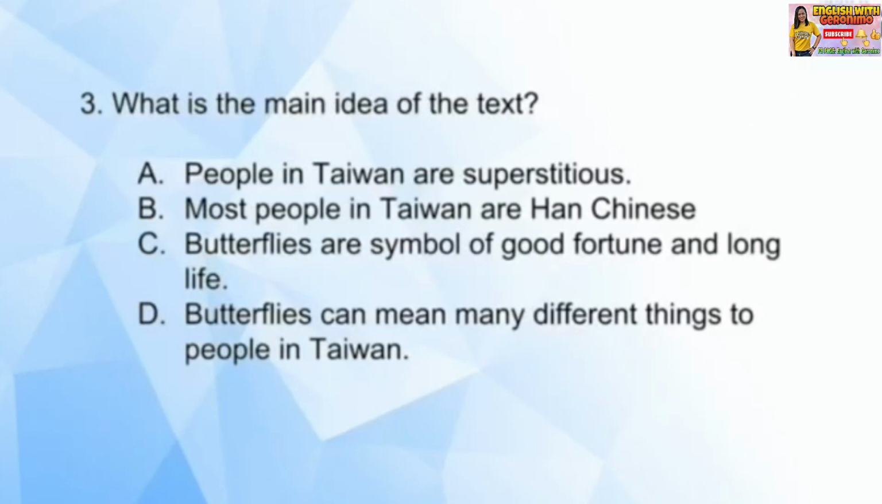Number 3. What is the main idea of the text? Letter A. People in Taiwan are superstitious. Letter B. Most people in Taiwan are Han Chinese. Letter C. Butterflies are symbol of good fortune and long life. Or letter D. Butterflies can mean many different things to people in Taiwan.